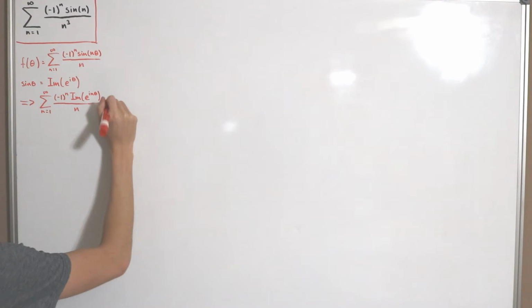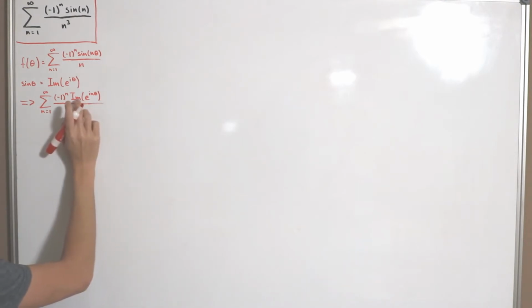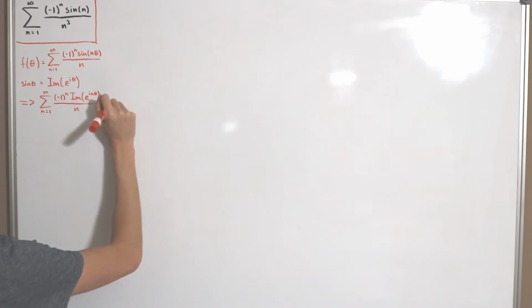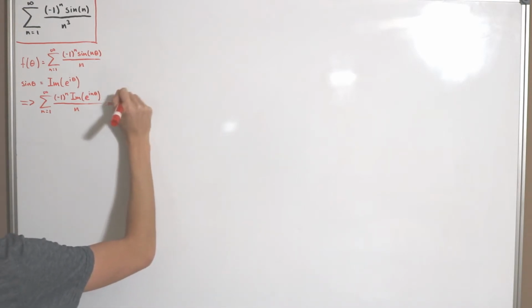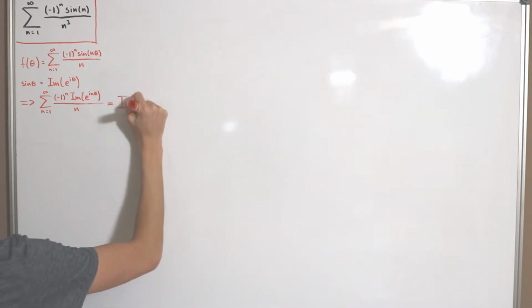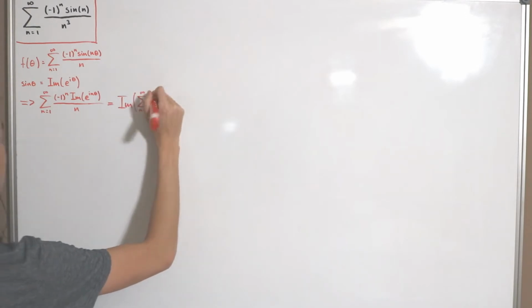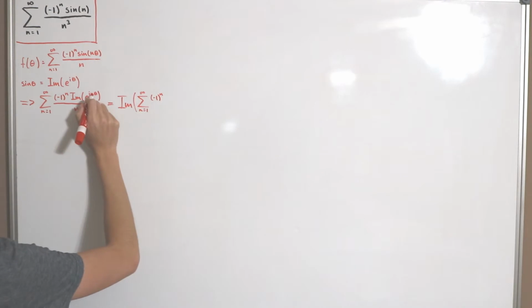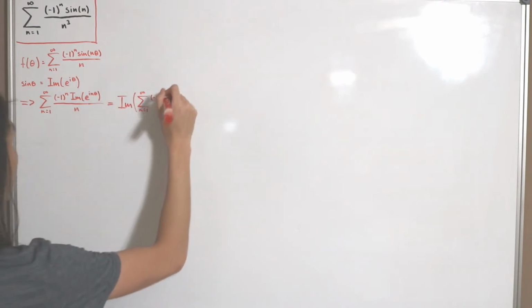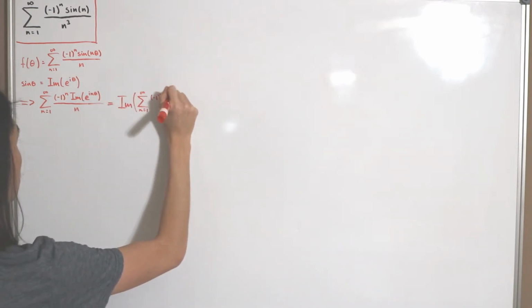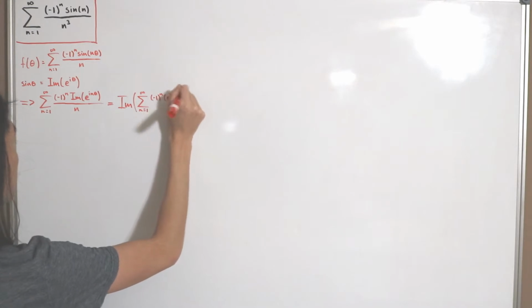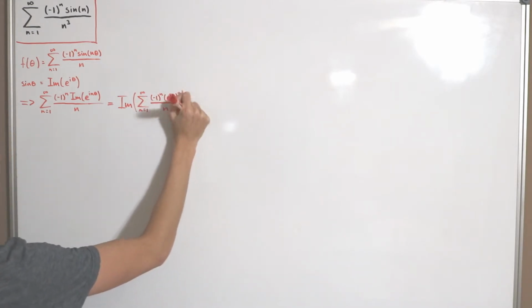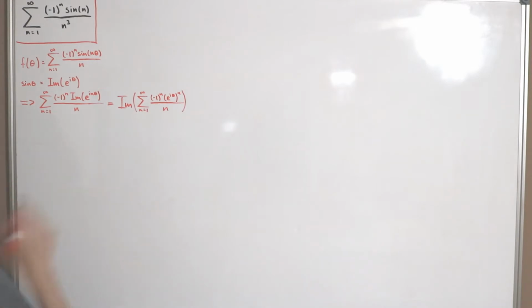However, I can actually move the imaginary part outside, so I'm just taking the imaginary part of this infinite series. So we have that this is the imaginary part of our infinite series of (-1)^n, and I can factor out the exponent of n, so we get e to the power i times theta, all to the power n, then divided by n. So let's use a little fact here.